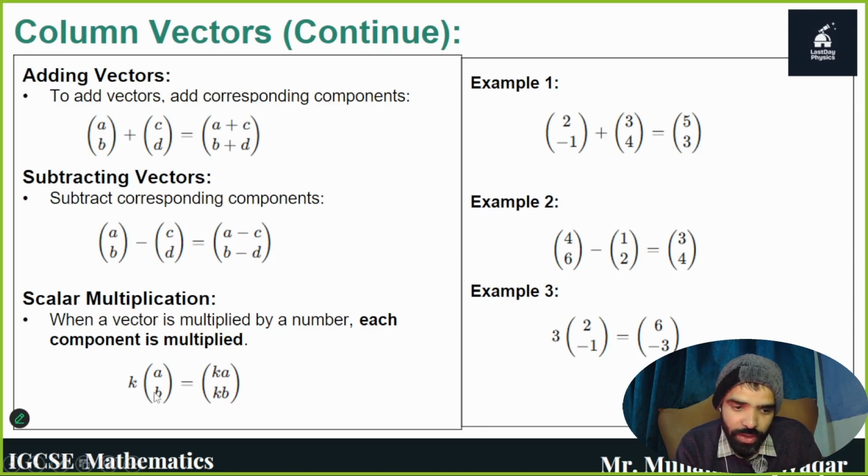For scalar multiplication, k would be multiplied with both components of the vector, the x value and the y value. So here are examples of addition, subtraction, and multiplication. 2 plus 3 is 5, so the result is 5. Minus 1 plus 4 is 3, the result is 3. And here as well for subtraction and for multiplication.